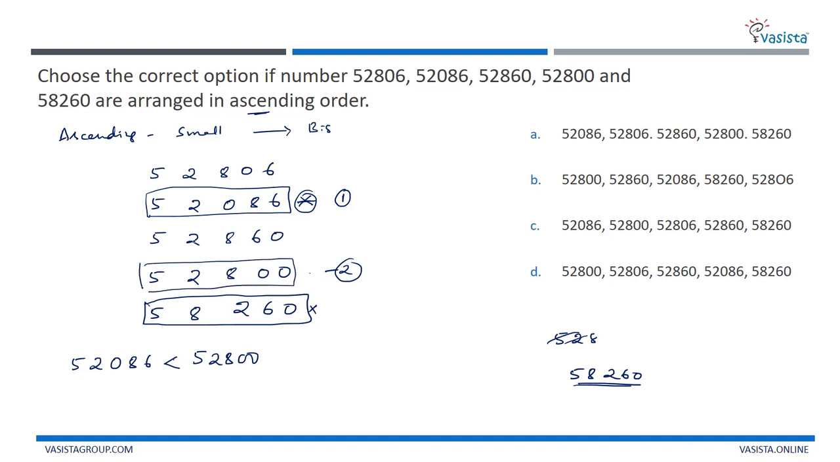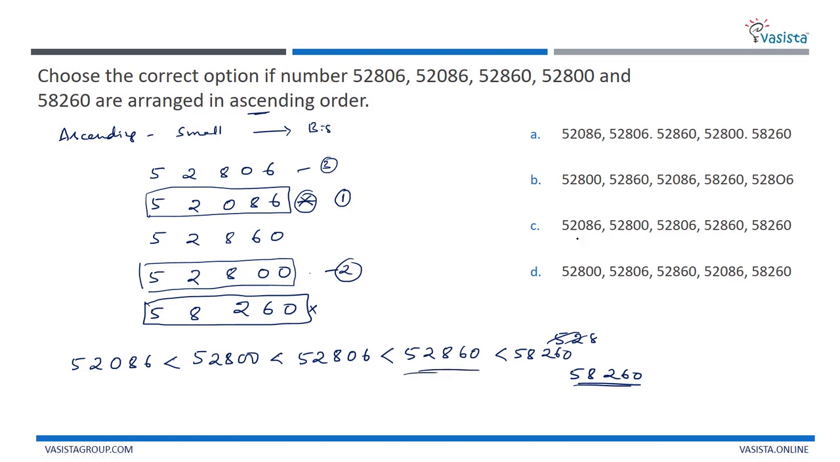Now you need to compare the first one and the third one. Let us check. 5, 2, 8, here 0, here 6, here 6 and 0. That's what is going to be the third one. So 52,800 is less than 52,806, which is less than 52,860, which is less than 58,260. This is the order.